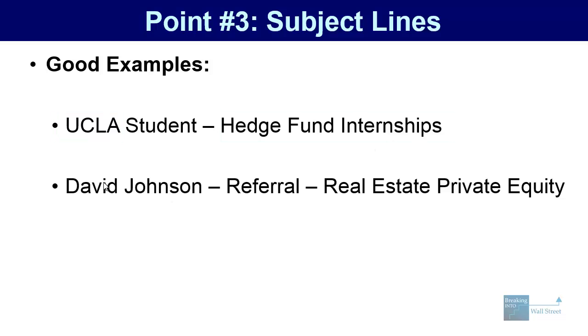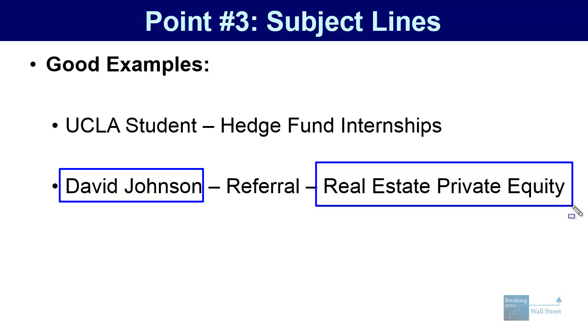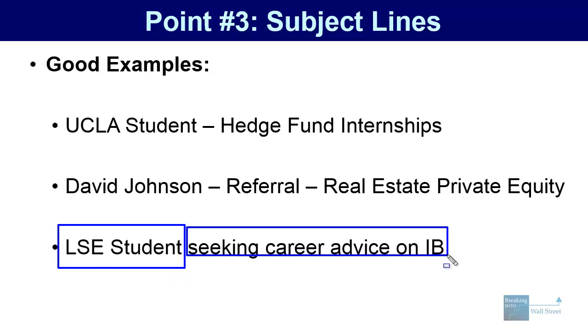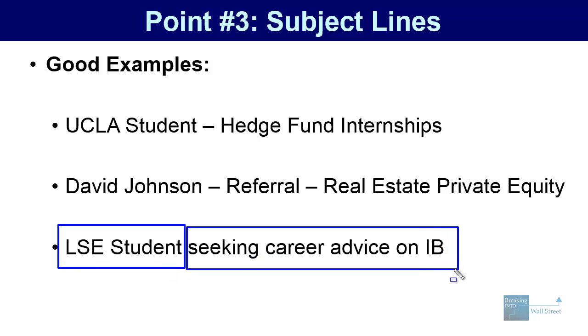This next one, we mentioned the mutual connection first. So we get the connection part. And then we get the second C, concise, because we're saying real estate private equity. Presumably, this person wants to know about this field or moving into this field. Then this third one, LSE student, the London School of Economics. So we're establishing credibility. And then we have exactly what he or she is looking for, seeking career advice on investment banking.